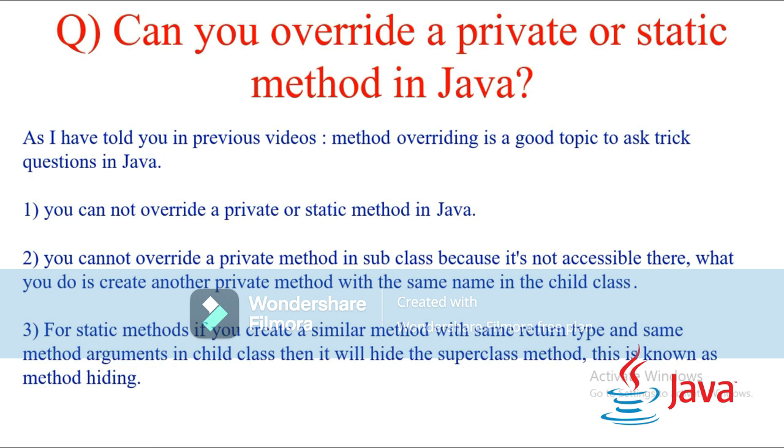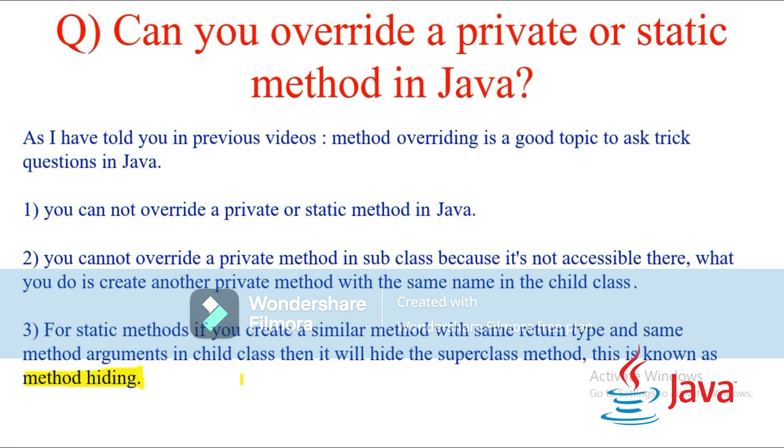The second thing is why static methods cannot be overridden in the child class. If you create a similar static method with the same return type, same name, and same arguments, then what will happen is it will hide the superclass method, and this is known as method hiding. I've told you in the previous lectures also, right? So this is how method hiding is done, and hence whenever you try to do overriding or dynamic polymorphism with a static method, you will not be able to override. It will actually be hiding.